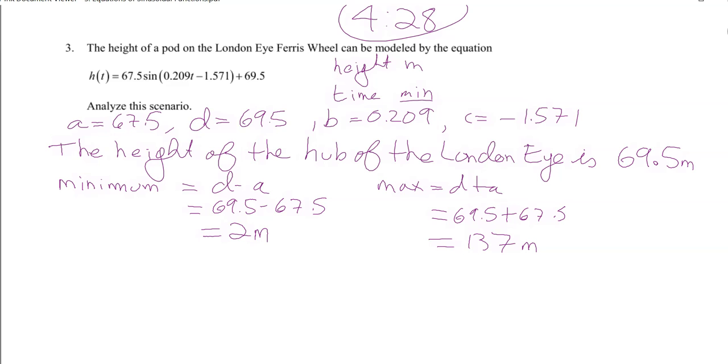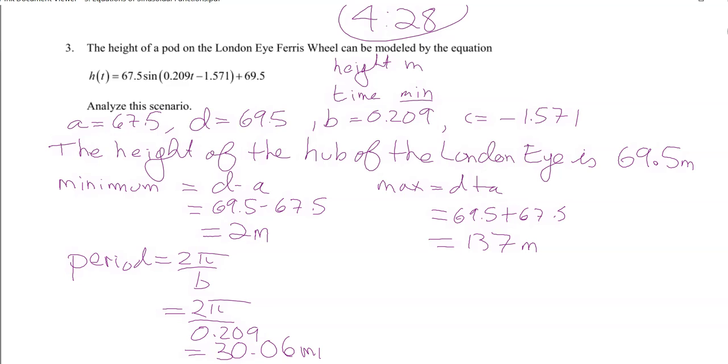Okay, what else do we know? Well, period, right? We can get the period. So period is 2 pi over b, which is 2 pi divided by 0.209, which is how much? 30.06. So it was in minutes. So 30.06 minutes. It's about a half hour, right?